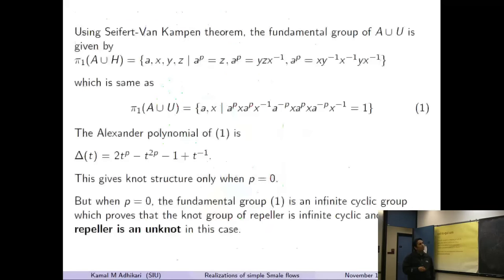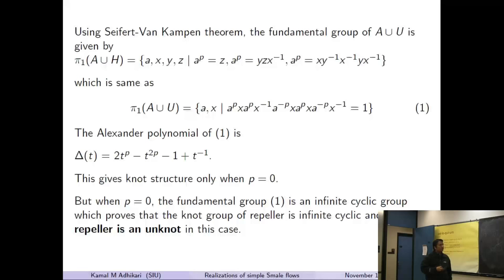We find the fundamental group of A union U, because the attractor and the thickened template are attached at the exit set. Using the Seifert-van Kampen theorem, we can get the fundamental group, and after some simplification, we get this. And by using Fox free differential calculus, we have obtained the Alexander polynomial of this group. There is a big derivation, and I have skipped all the derivation part here. This Alexander polynomial gives us a knot structure only when p equals 0, because the Alexander polynomial of a knot is symmetric.